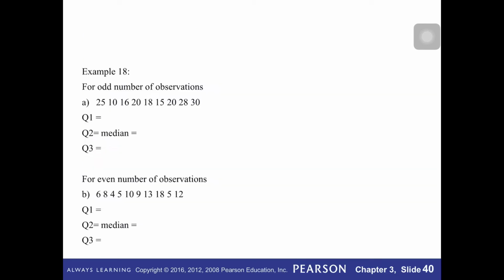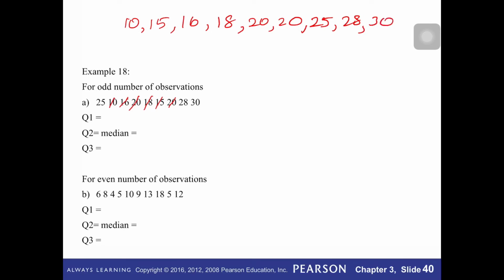Here you can find these observations. First you need to convert these observations into ascending order. So, you have to check these values. I think if I am correct: 10, then 15, 16, 18, then there are two 20s, then 25, 28 and 30. Okay, how many are there? N equals 3, 6, 9. There are 9 observations, so this is an odd case.